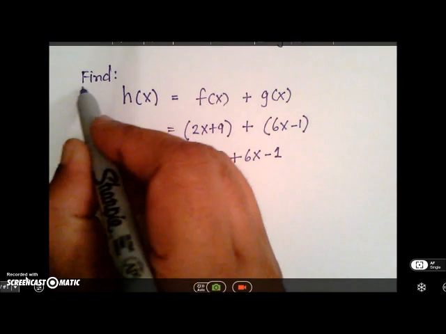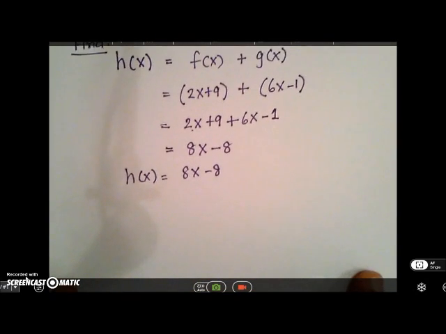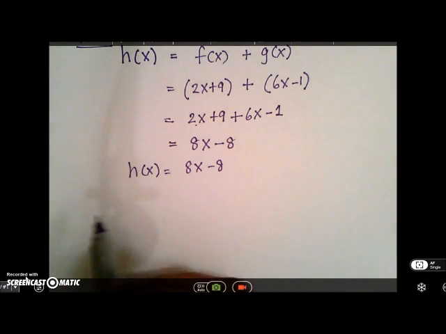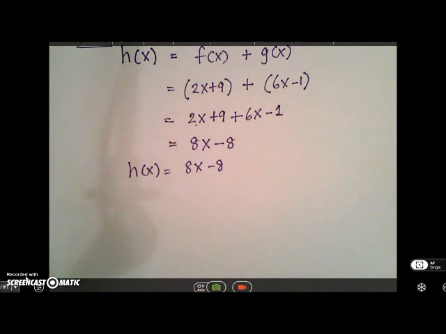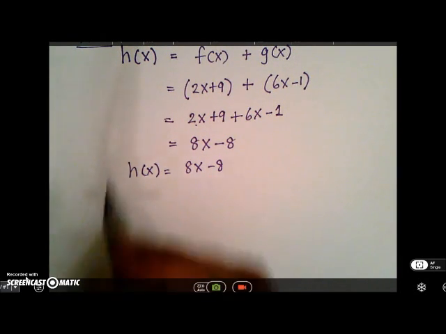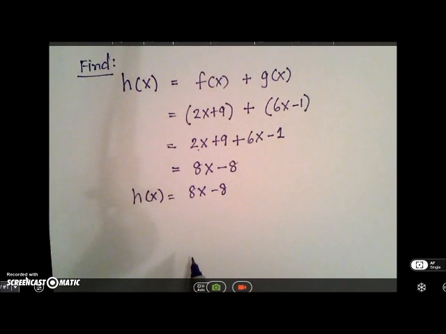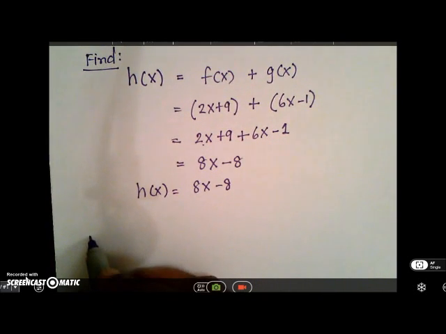So you guys know this. It's just old wine in a new bottle. You're just getting a new thing. Alright. Now we performed addition. We're going to perform subtraction.